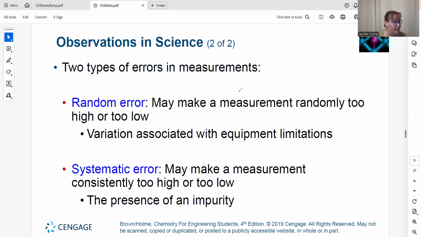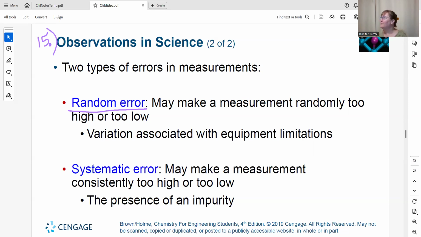All right, on our second part of this one, and this is slide 15, our observations in science. Let's take a look at a couple different types. We have random error, and in random error, measurements might be too high or too low.